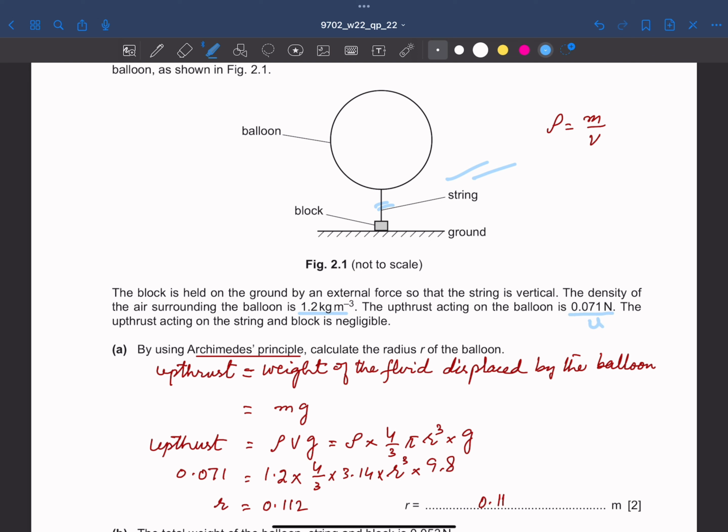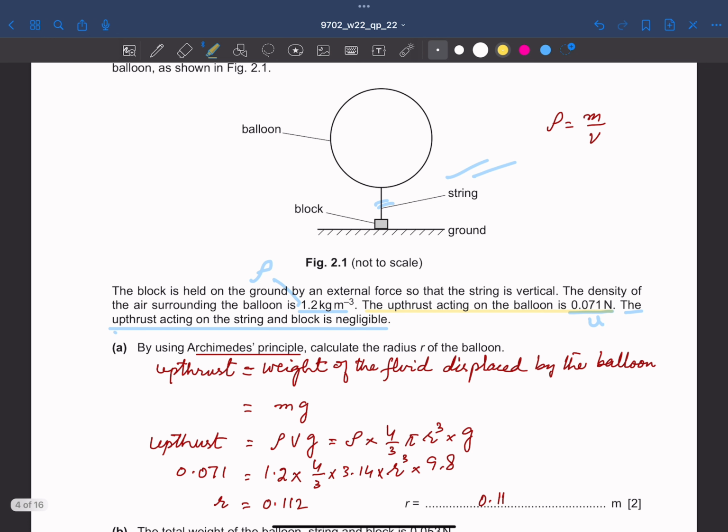You can write here U. Of course, this is your density, so rho is here. The upthrust acting on the string and block is negligible. They are just mentioning that the upthrust acting on the string and the block is negligible. Only the value of the upthrust acting on the balloon is given. By using the Archimedes principle, calculate the radius r of the balloon.